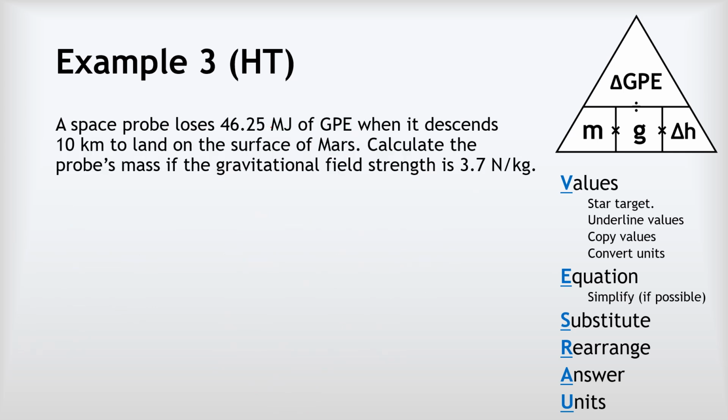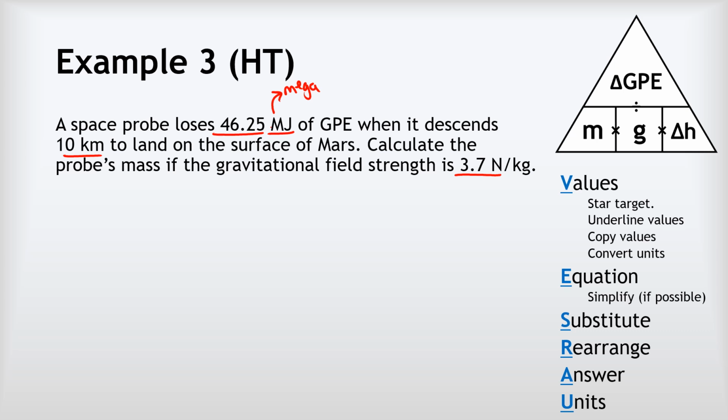Example number 3, another higher tier one. It says a space probe loses 46.25 mJ of GPE. Now, M means mega. So this is 46.25 megajoules of GPE. So it loses 46.25 megajoules of GPE when it descends 10 kilometers to land on the surface of Mars. Calculate the probe's mass if the gravitational field strength is 3.7 newtons per kilogram.